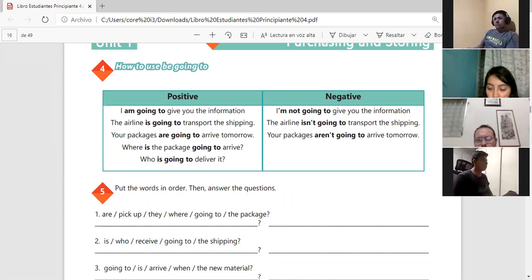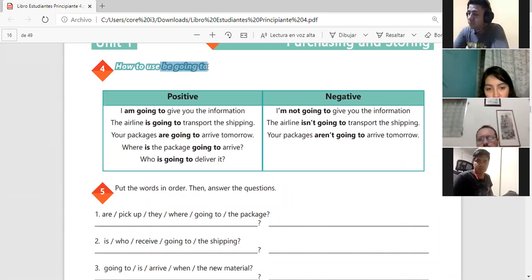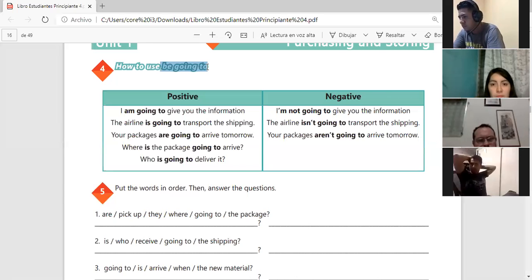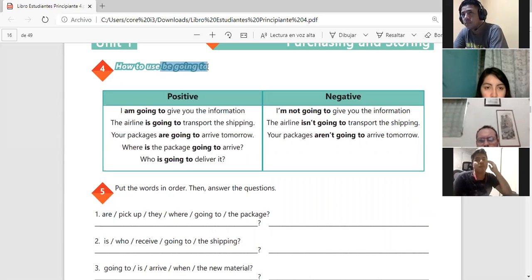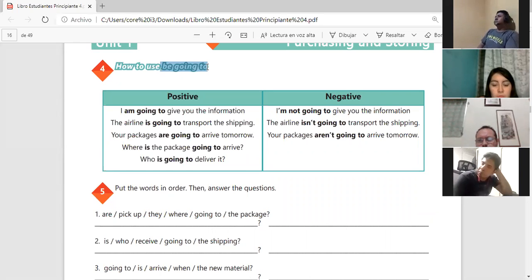Entonces usted va a ocupar be going to. Be going to is for the future. All the things that you want to say in the future, and when you have a plan, you're going to use be going to. For example, in Spanish you say, mañana voy a comprar un carro. Entonces usted va a decir, I'm going to buy a car tomorrow. I'm going to buy, I am, the contraction, I'm going to buy a car tomorrow.